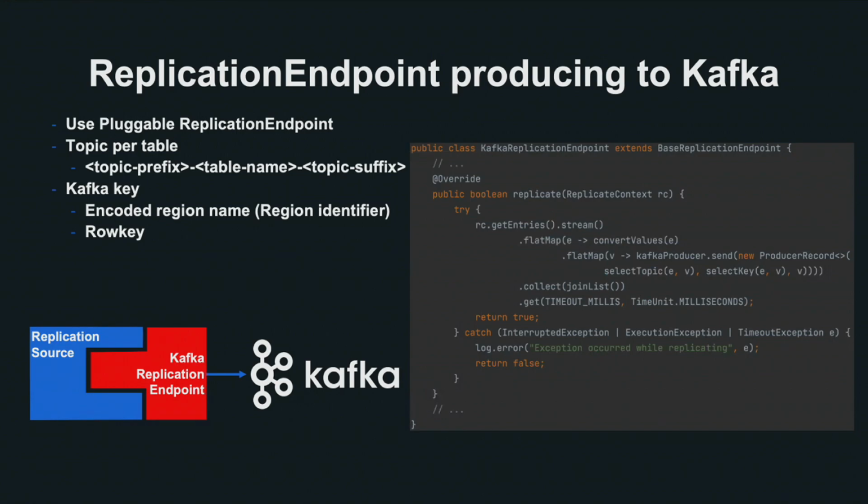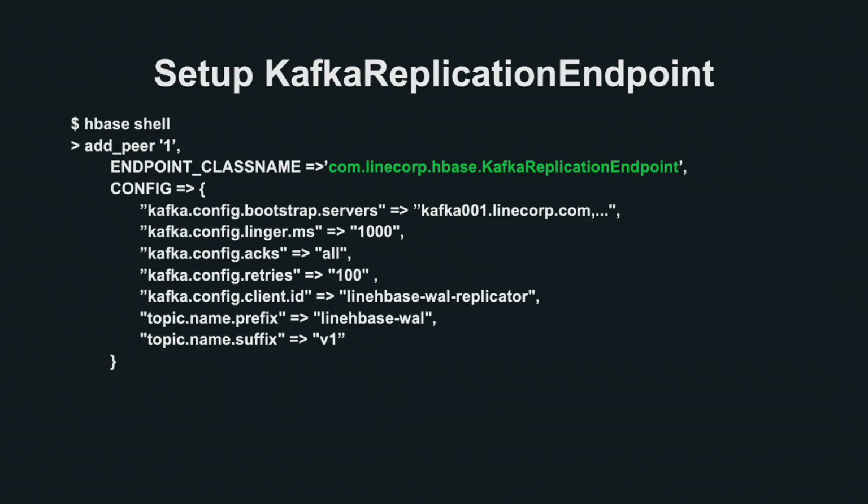The replication endpoint that sends WAL entries to Kafka does a unique definition, and the topic, which is the definition for Kafka, is determined by table name, prefix, and suffix. The key that is sent to Kafka specifies the encoded region name, which is the region identifier, and the row key for each cell. WAL is transformed into the protocol that was defined earlier, and it is sent to Kafka using these. This Kafka replication endpoint setup is done using the HBase shell and the add peer command.